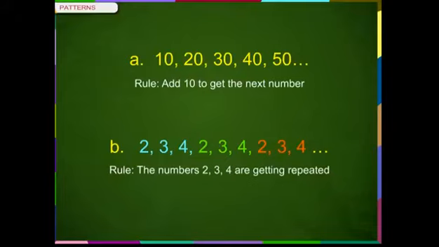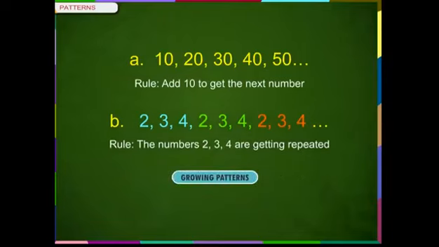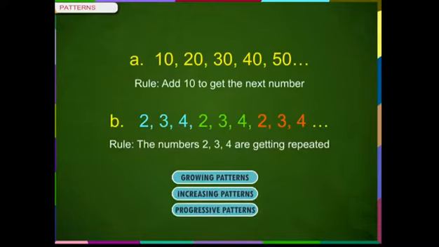For example, look at the first number pattern that starts at 10 and follows the rule add 10 to get to the next number. Thus, we get 10, 20, 30, 40, 50, and so on. This is a growing pattern. Such patterns are also called increasing or progressive patterns.